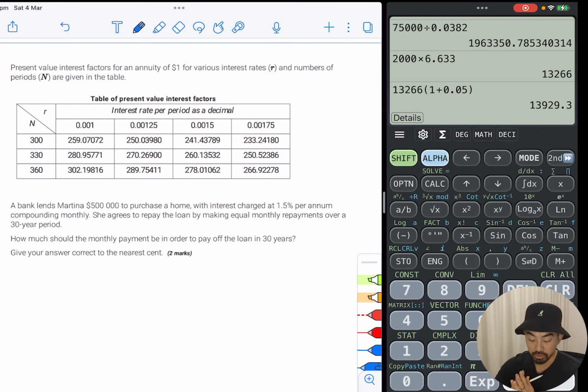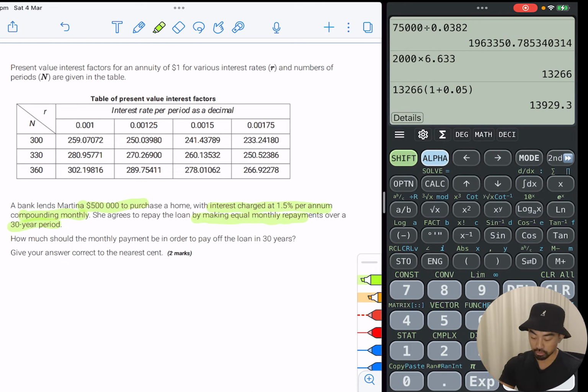Okay, question 11. So we've got a present value table. It's just a regular one. A bank lends Martina $500,000 to purchase a home. Interest charge at 1.5% per annum compounded monthly. She agrees to pay the loan by making monthly repayments over a period of 30 years. How much should the monthly repayment be in order to pay off the 30-year loan?